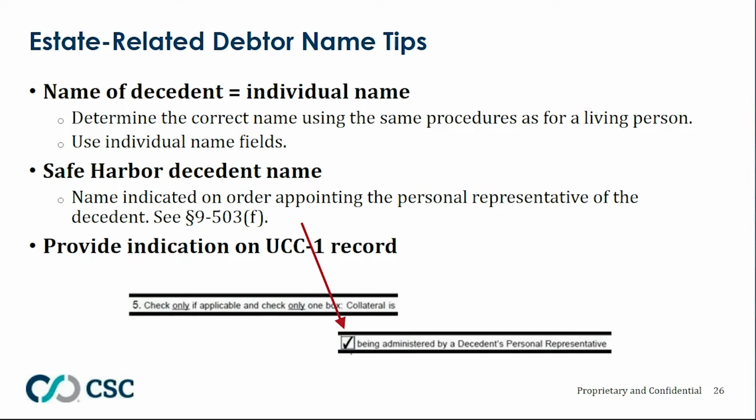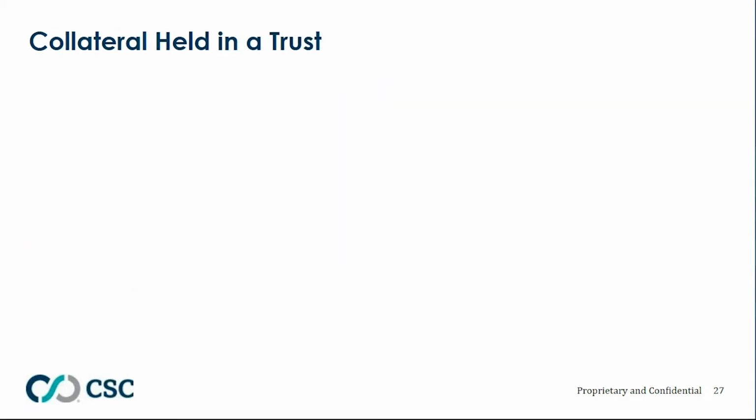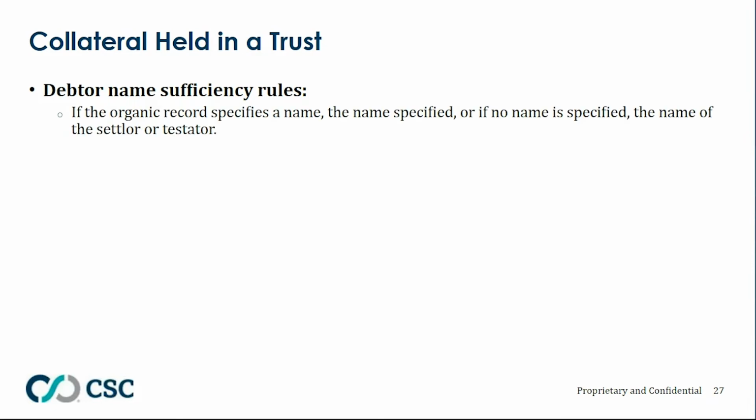The most confusing types of debtors is when the collateral is held in a trust that is not a registered organization. When the collateral is held in a trust that is not a registered organization, the financing statement is sufficient only if the financing statement provides the name specified in the organic record of the trust, or if no name is specified, the name of the settlor, or if it's a testamentary trust, the testator.